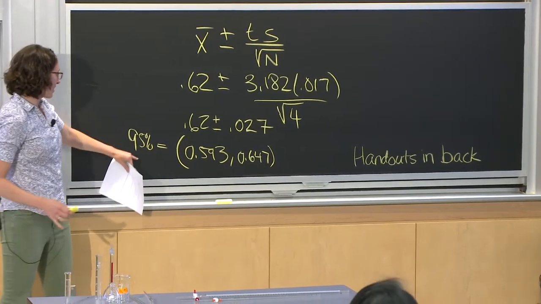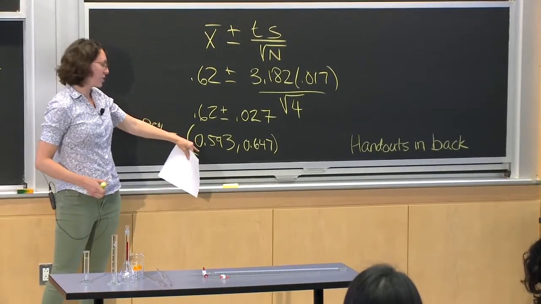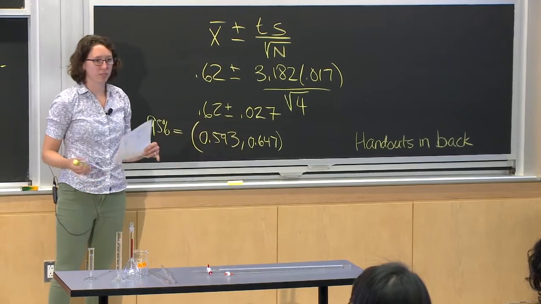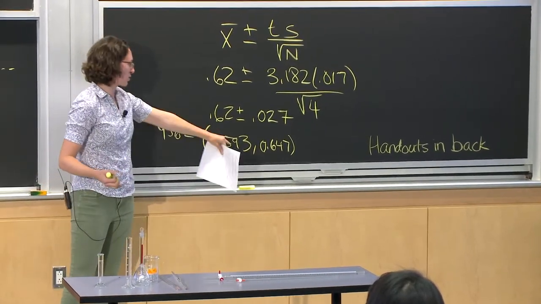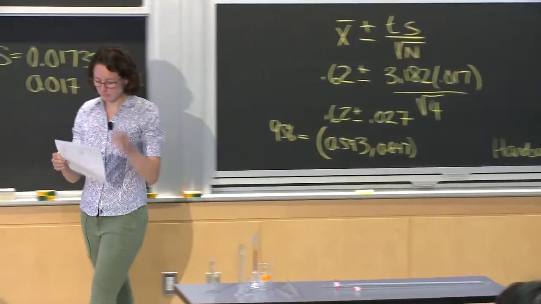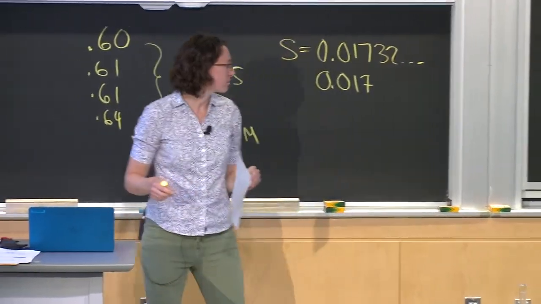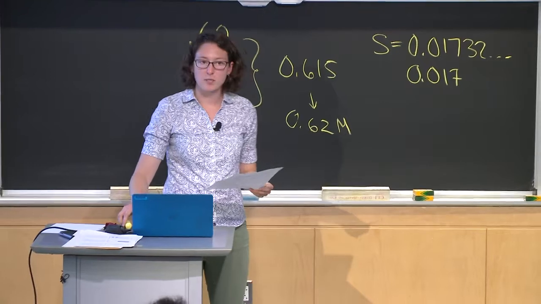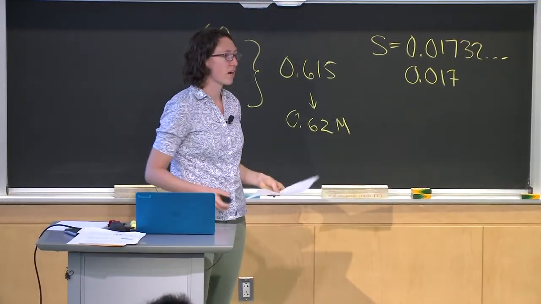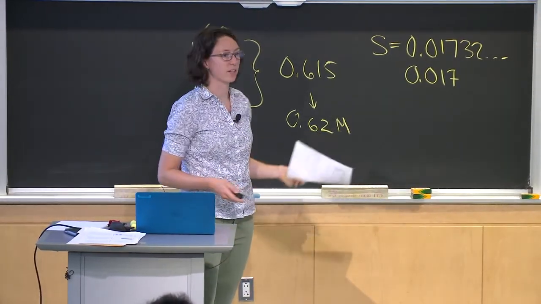What that's saying is that there is a 95% chance that the actual population mean lies between these two numbers. You are 95% sure that the actual mean is in there. So in your lab reports, when it says to calculate a 95% confidence interval, that is what we are looking for.